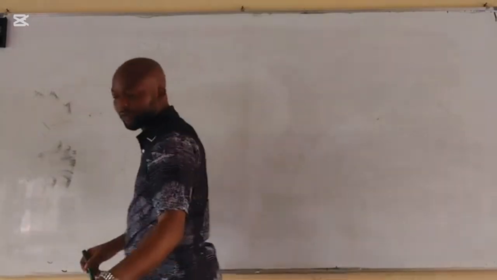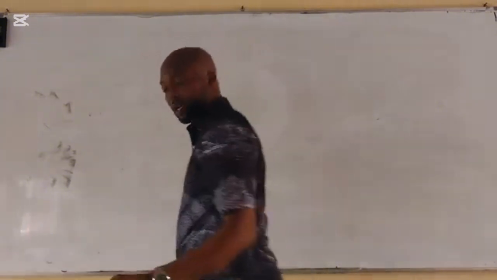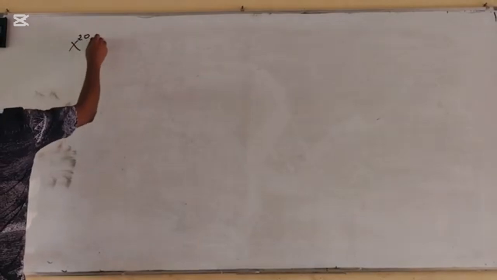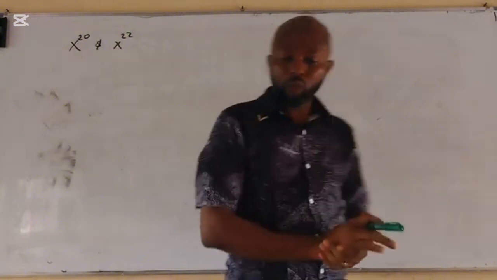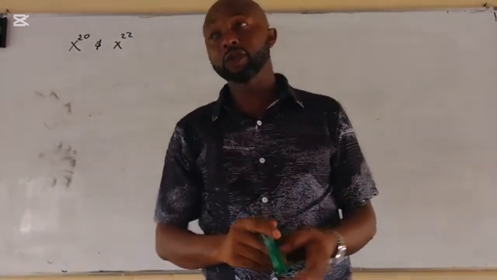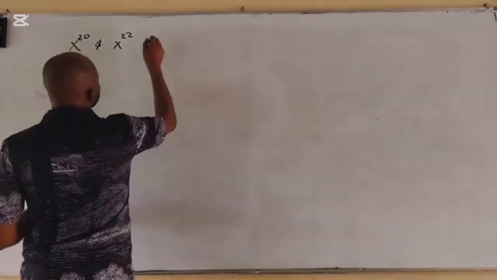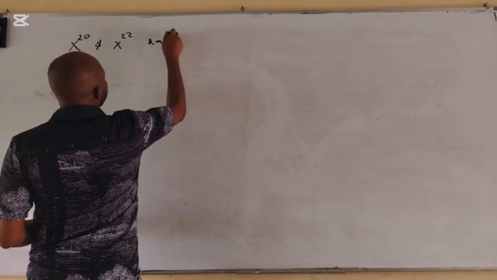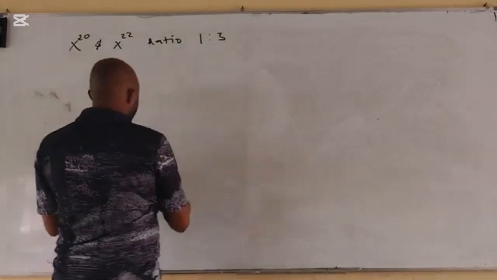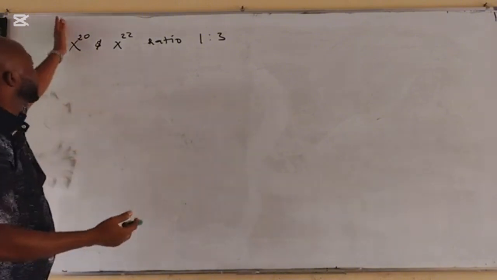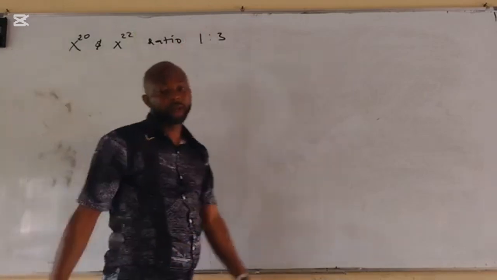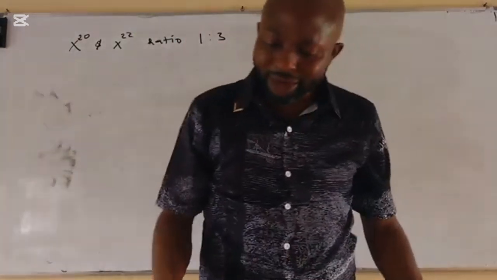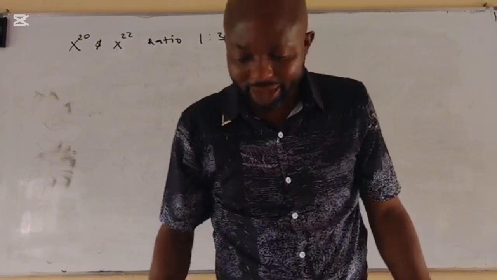An element has 2 different isotopes. Okay, let's call them X20 and X22, which occur in the ratio of 1:3. We understand that X20 occurs in the ratio of 1, and X22 occurs in the ratio of 3. Now, let's say we should calculate the mean relative atomic mass of X.